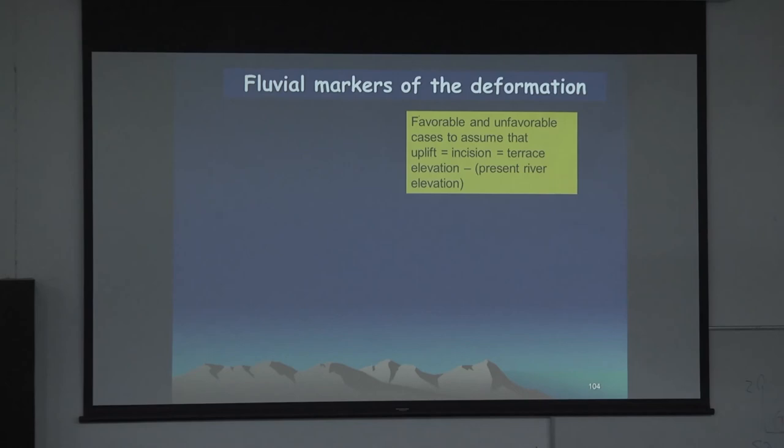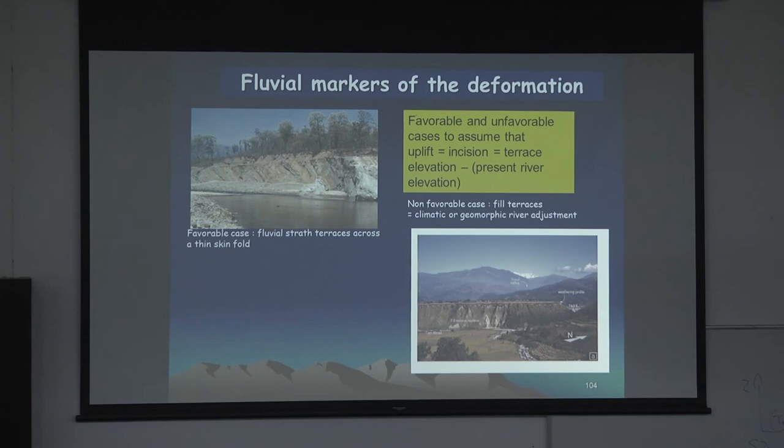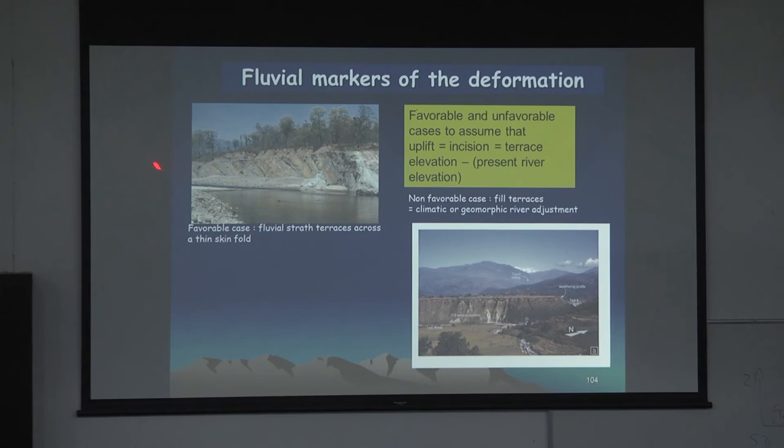So I would say, as I was mentioning earlier, generally when you see mostly strath terraces and only strath terraces, you are in a favorable case to consider that the modern river is a good proxy to estimate the initial geometry of a marker. If you begin to see many fill terraces, then it means that climate is doing quite a lot in river variation. And in that case, it's very dangerous to consider the modern river position as a proxy for the initial geometry of your terrace.